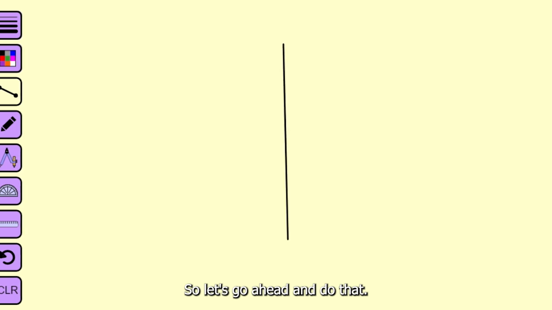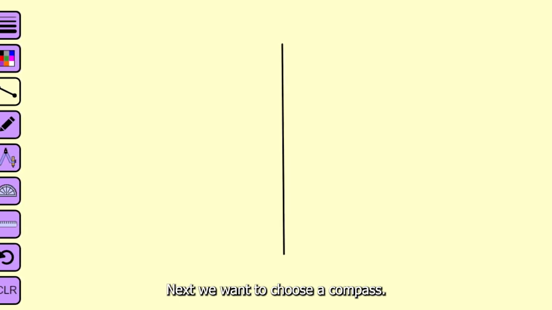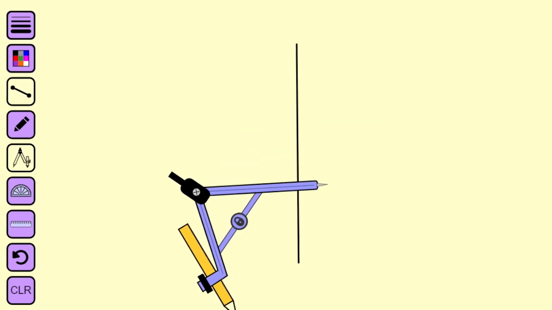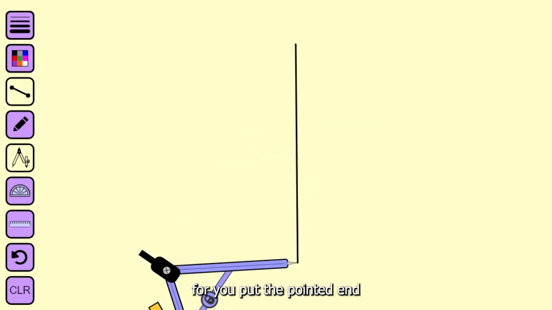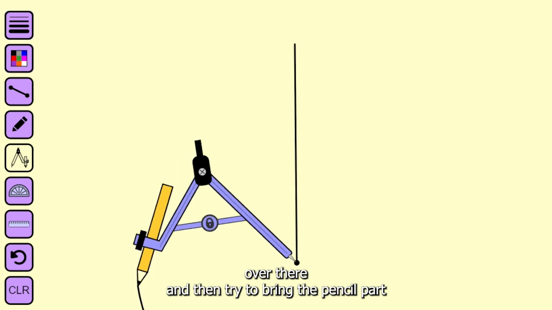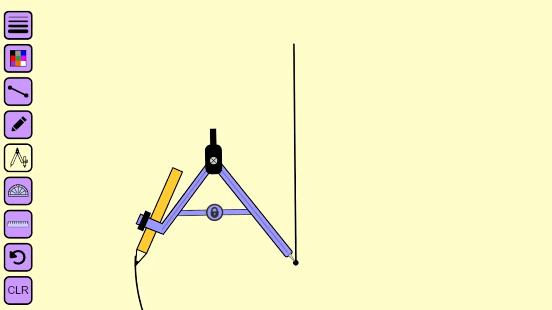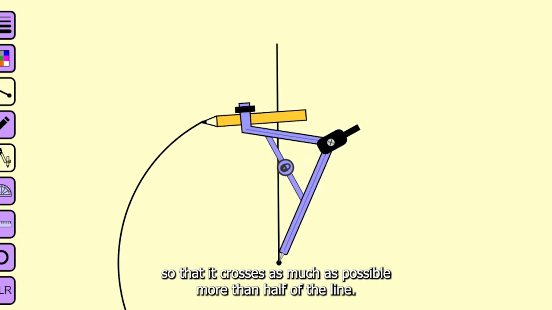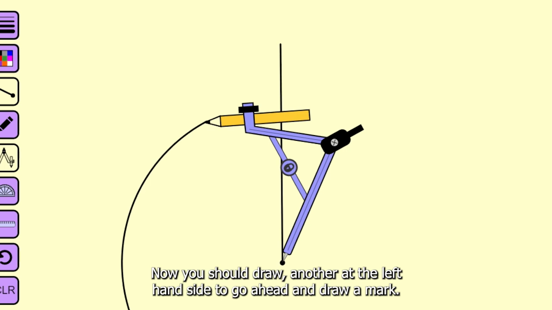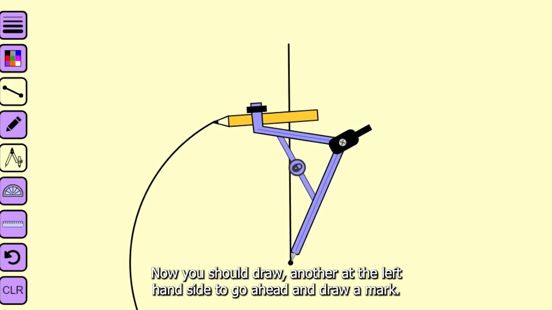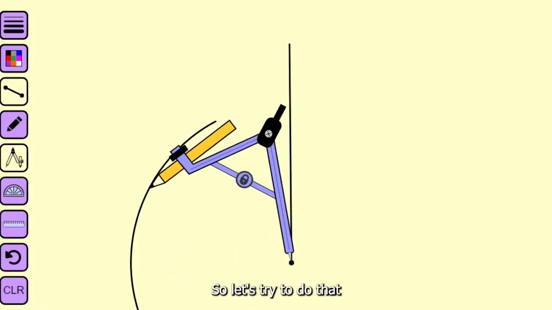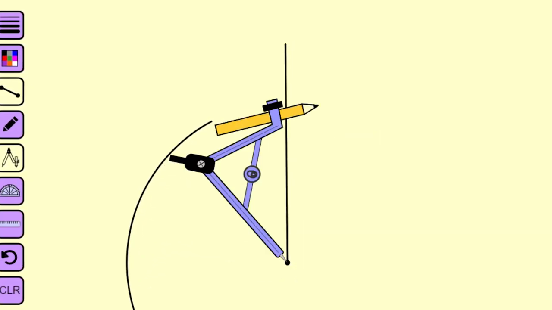First thing we want to do is to choose a line segment. So let's go ahead and do that. Next, we want to choose a compass and then use that to bisect this line. Now, you put the pointed end over there and then try to bring the pencil part so that it crosses much more than half of the line. Now, if you draw an arc at the left hand side, you go ahead and draw an arc also on the right hand side. Okay, so let's try to do that.